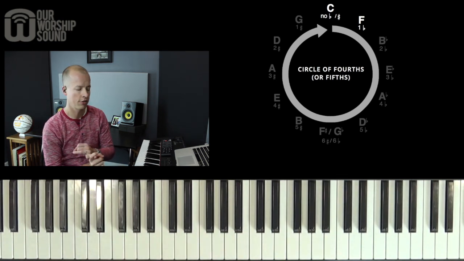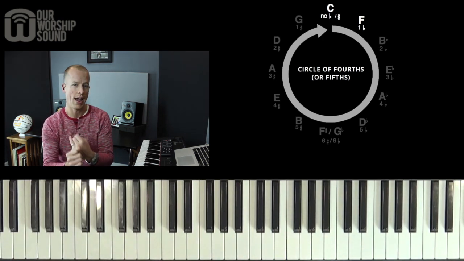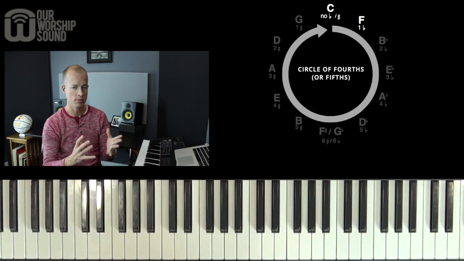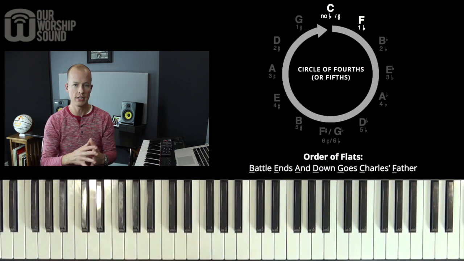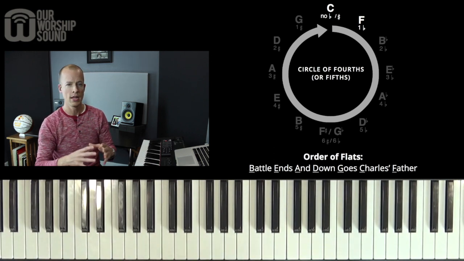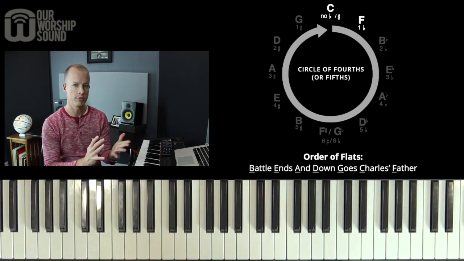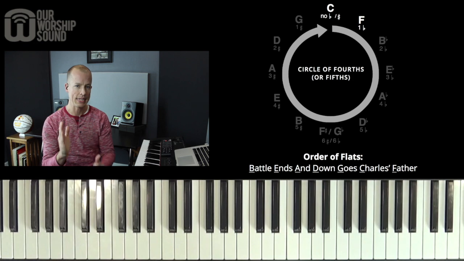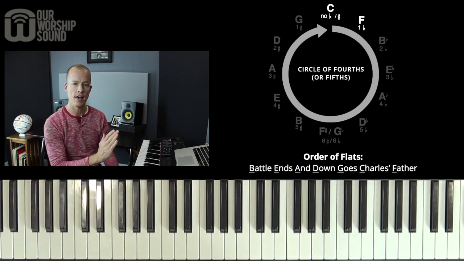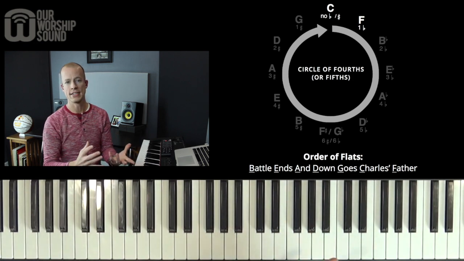And there's one other thing we need to talk about, and that's how we know what that flat is. So we have what's called the order of flats. Flats will always happen in the same order in a key signature. And there's a saying that we use to remember this: Battle Ends and Down Goes Charles' Father. So we take the first letter of each of those words, and we get B, E, A, D, G, C, F. That's the order in which we put flats into a key signature.